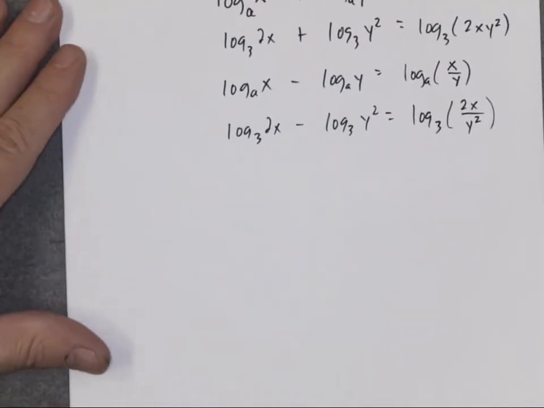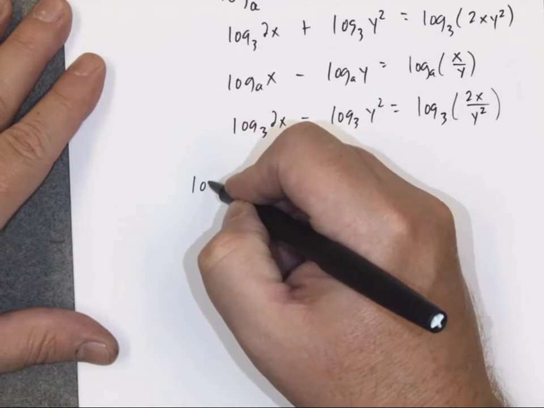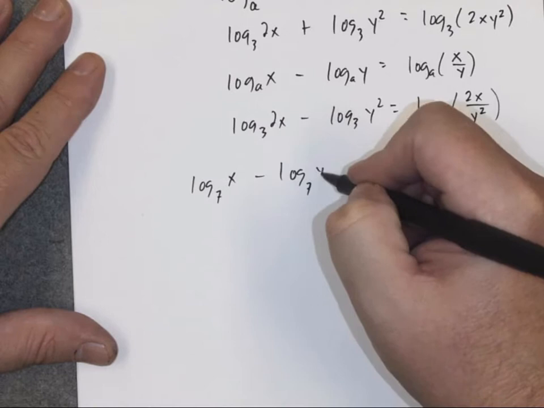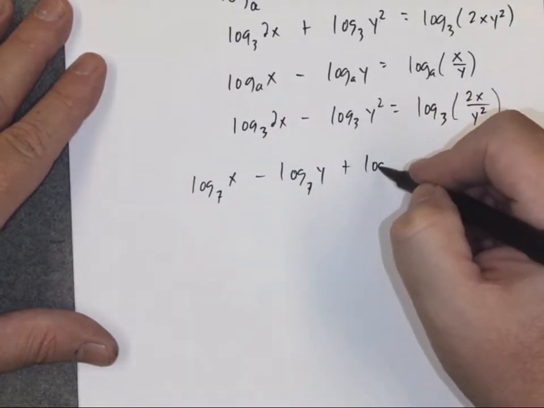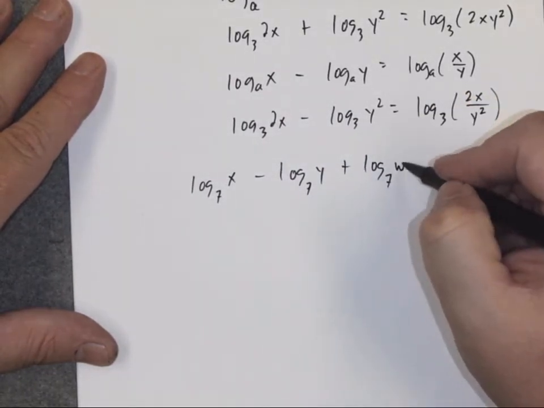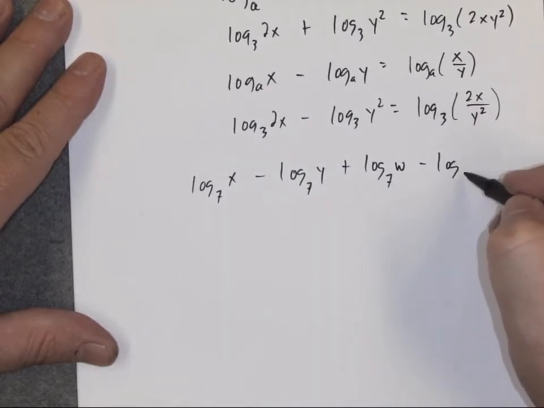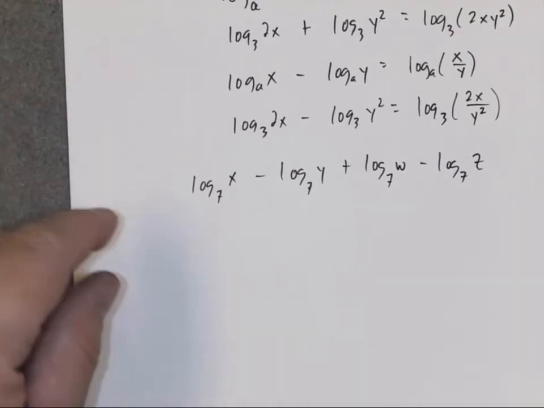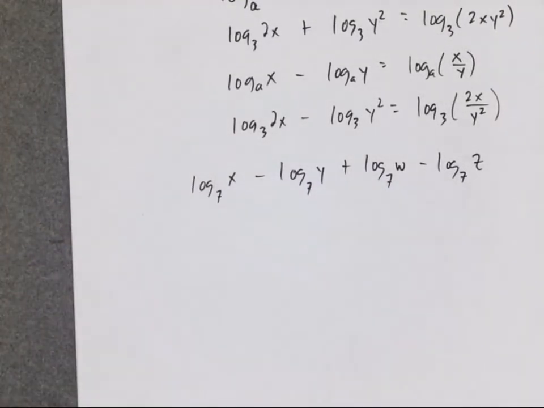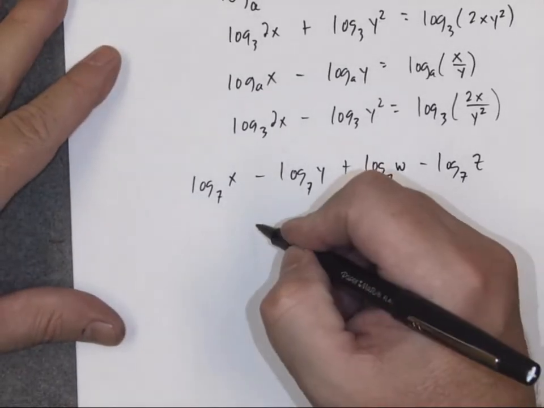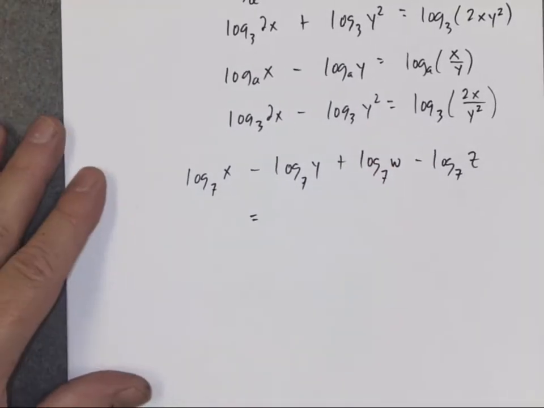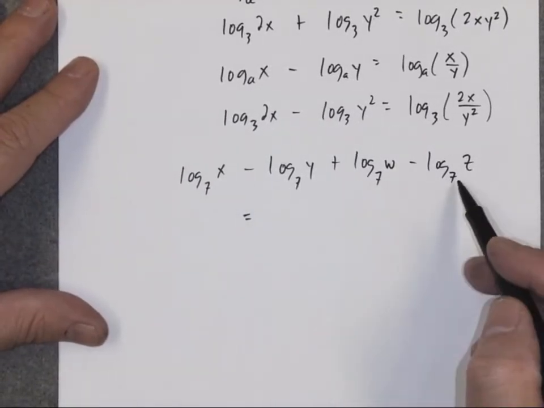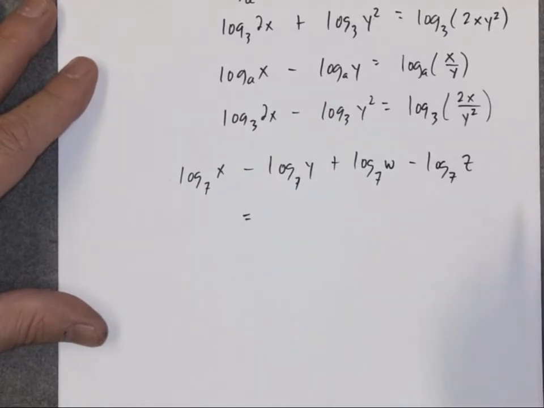So then what can happen, let me just make something up for fun. How about I have log base 7 of x minus log base 7 of y plus log base 7 of w minus log base 7 of z, just for fun. So we actually have 4 log terms. Sometimes I'm subtracting, sometimes I'm adding. And I want to try and combine these all into one log term. All 4 logs have the same base. There are no coefficients.